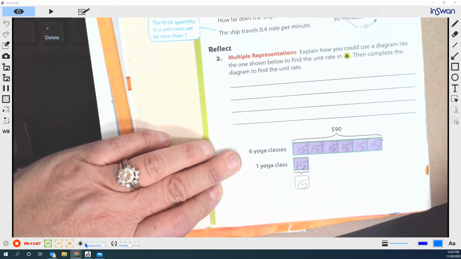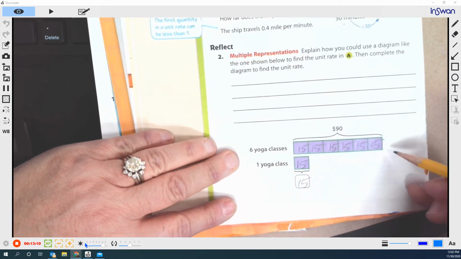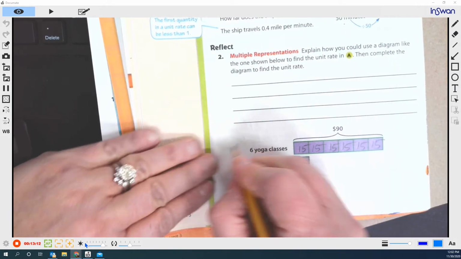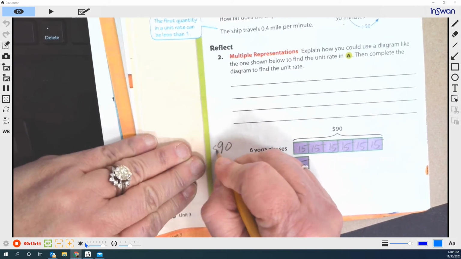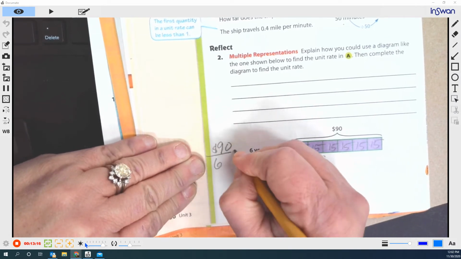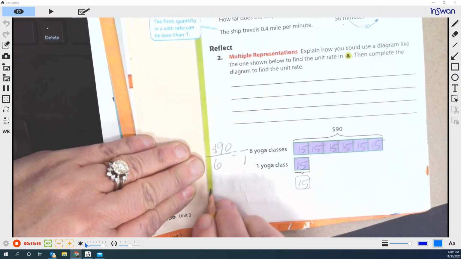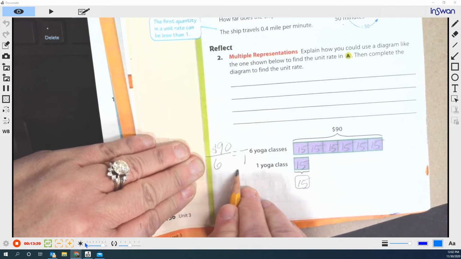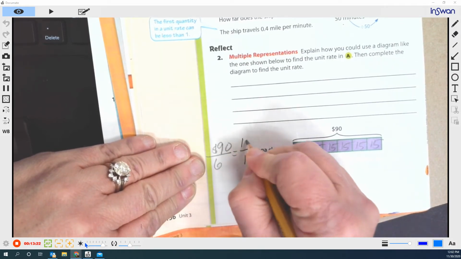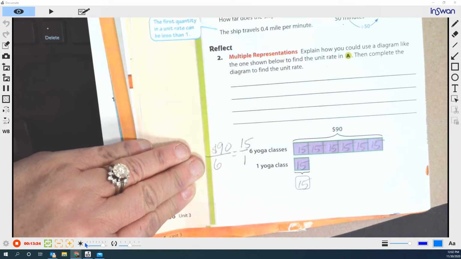I hope you can see that there. That's just a model for the classes. So we have that showing the $90 for 6 classes. And if we did 1 class, 6 divided by 6 is 1, and 90 divided by 6 is 15. So that's 2 different ways to express that.